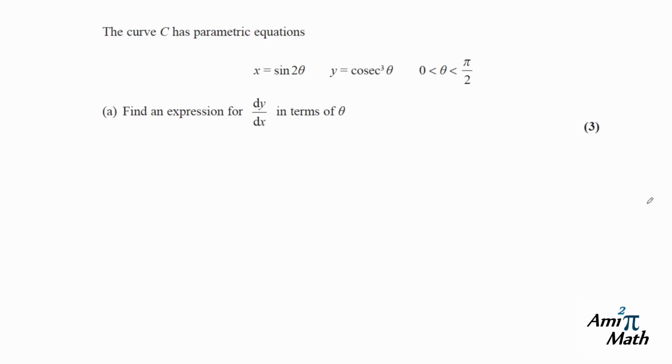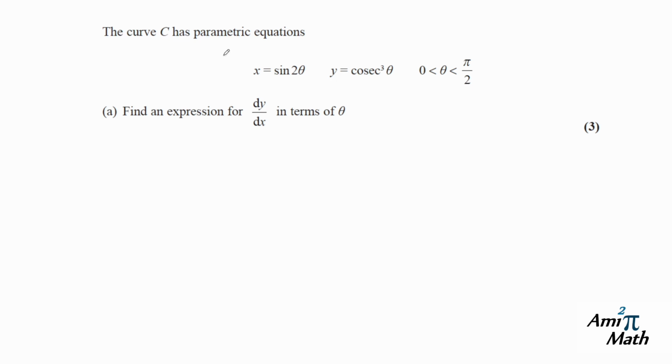The curve C has parametric equations x equals sin 2θ and y equals cosec cubed θ. Find an expression for dy/dx in terms of θ. So what we need to do is find dx and dy for both of these.